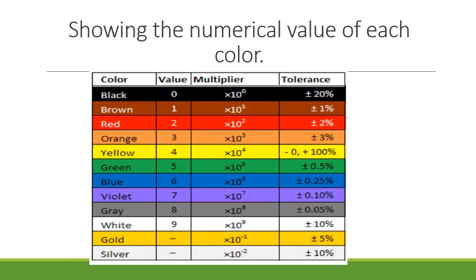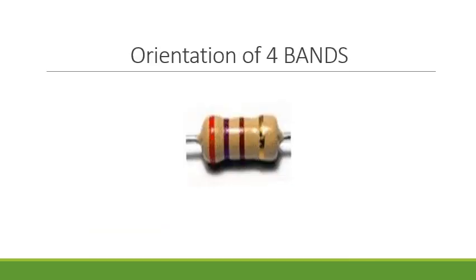You can also see the multiplier. The multiplier is simply 10 raised to power the value. You can see that for violet, the multiplier is 10 raised to power the value, which is 7, 10 raised to power 7. Okay, the tolerance too. You can see the tolerance there. Okay, so now your resistor has no polarity. You know that it has no positive and negative. The two sides, you can connect them in any way.